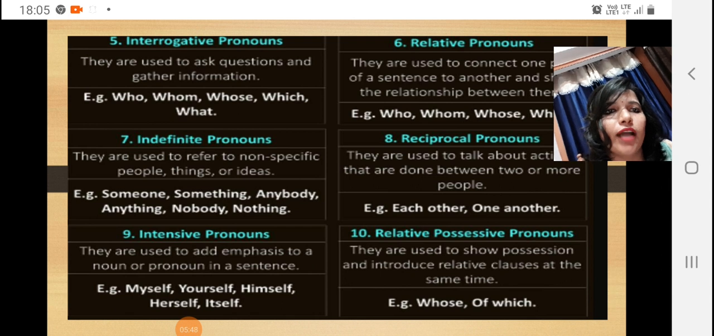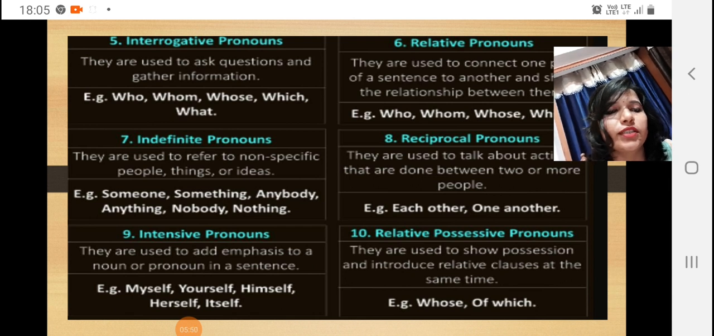Relative possessive pronouns. Its usage is very rare, but sometimes it is used. For example, the family whose house is burnt, they are compensated. Here, whose refers to two things.